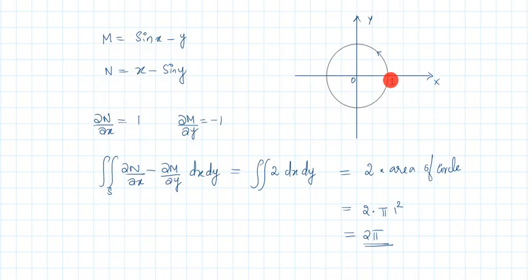That means radius is 1. So you can take this 2 constant outside. Surface integral dx dy over the area of circle. Area of circle is nothing but pi r square. Here radius is 1. So pi into 1 square. Answer is 2 pi. Final answer is 2 pi. I think it is clear.